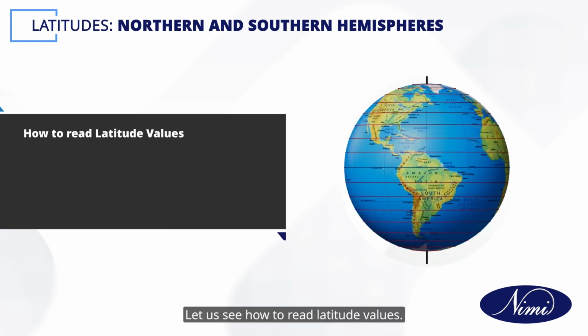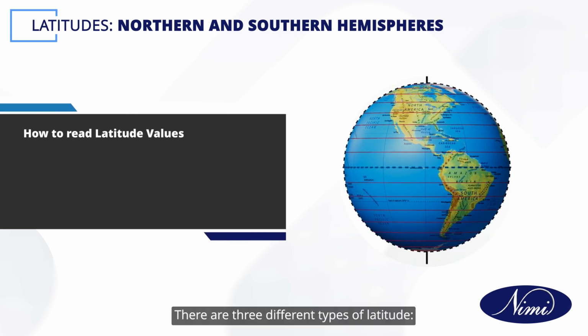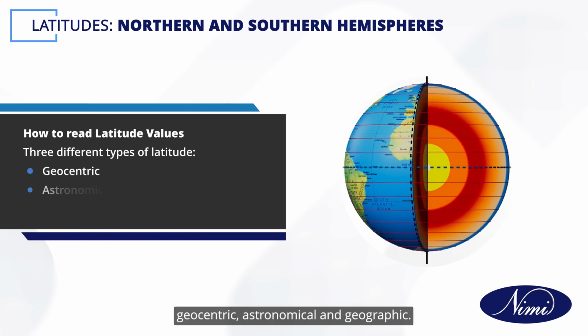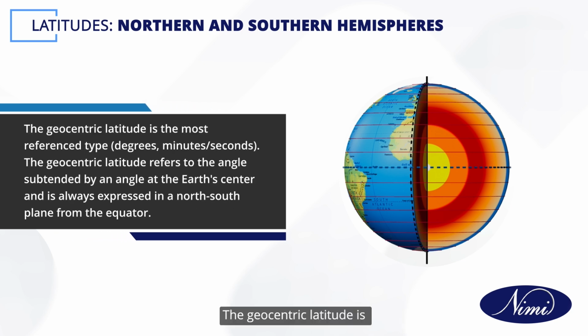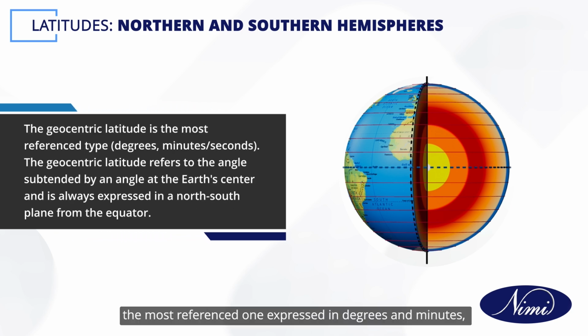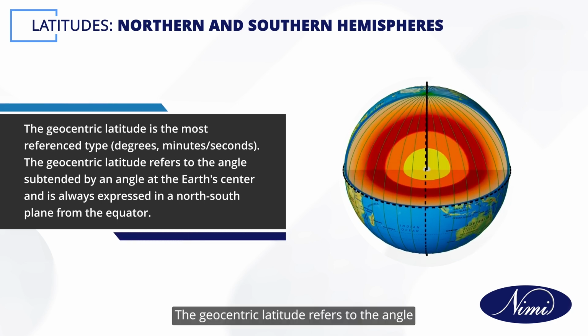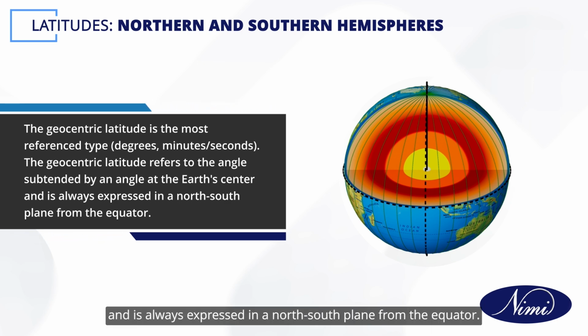Let us see how to read latitude values. There are three different types of latitude: geocentric, astronomical and geographic. The geocentric latitude is the most referenced one, expressed in degrees and minutes, and sometimes also in seconds. The geocentric latitude refers to the angle subtended at the Earth's center and is always expressed in a north-south plane from the equator.